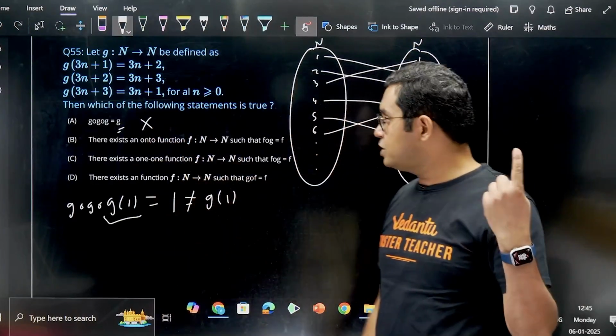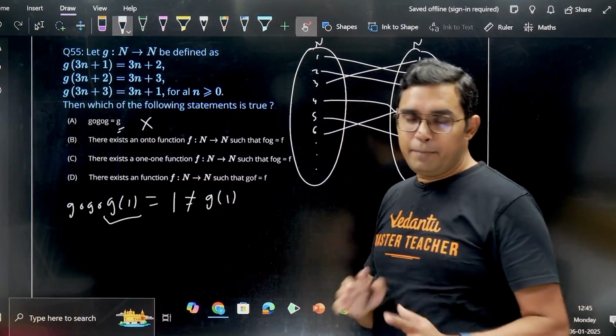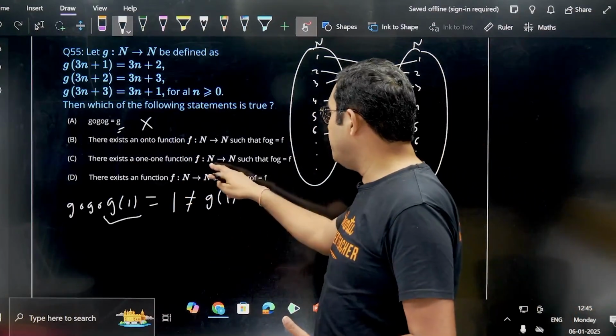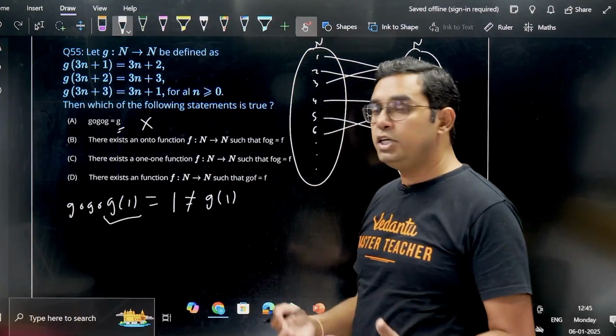Okay, I'll come to C and D first, then I'll come to B. B is a bit tricky to say. They are saying there exists a bijective function f from N to N so that f o g is equal to f.